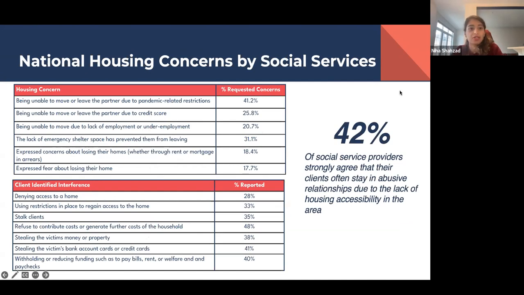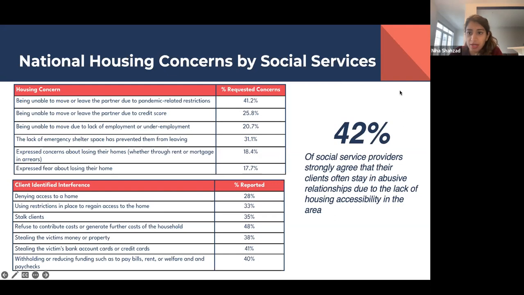And again, because it is National Housing Day or National Housing Week this week, I wanted to put a little bit of a focus on how economic abuse affects housing and homelessness. This was reported by social service providers in our national study. They were asked to rank how often their clients report these concerns. It ranges from around 30 to 40%, which is fairly high, and in some cases a quarter. Some housing concerns were related to being unable to move or leave the partner due to pandemic-related restrictions, being unable to move because of the credit score.